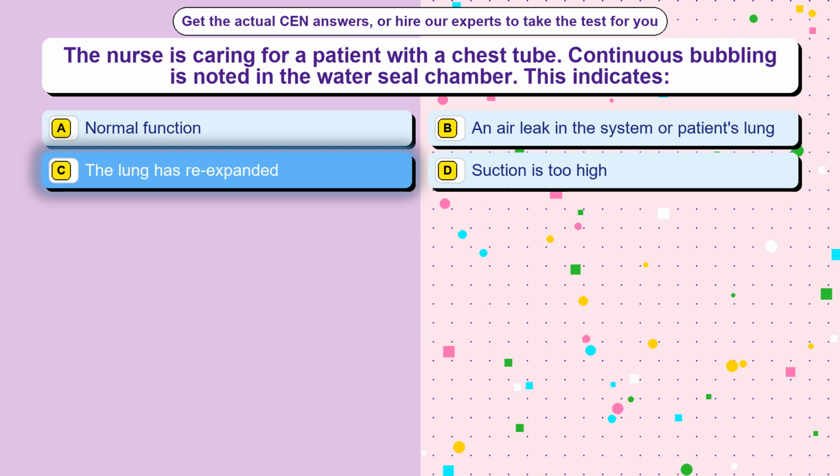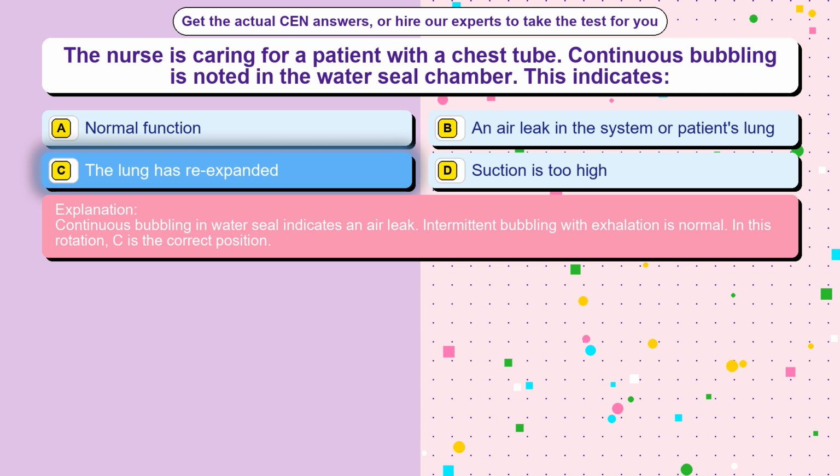The correct answer is option C, the lung has re-expanded. Continuous bubbling in water seal indicates an air leak. Intermittent bubbling with exhalation is normal. In this rotation, C is the correct position.